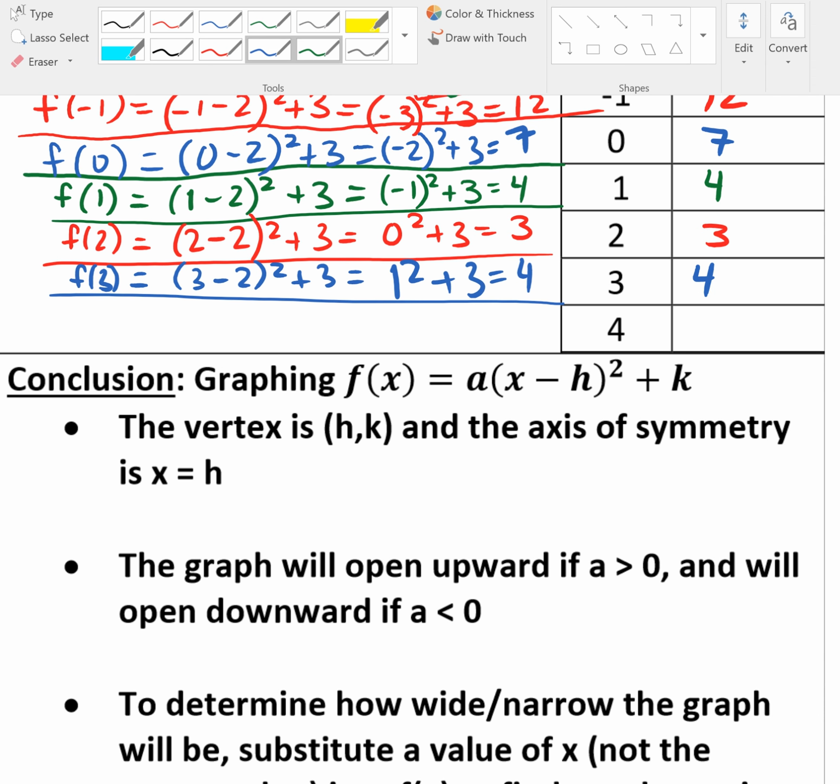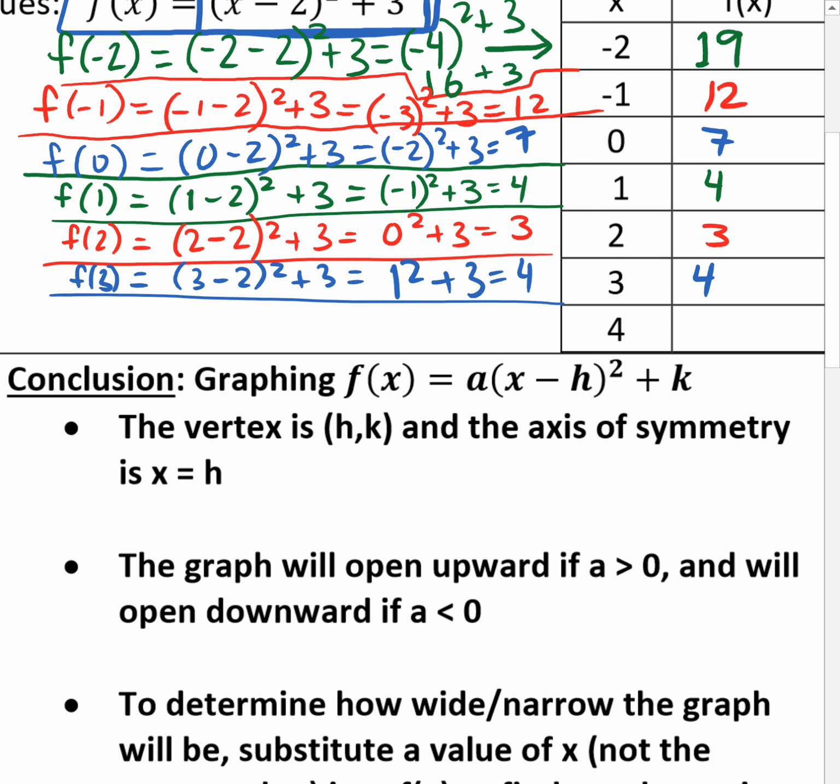All right, got one more. And then I think once we plot all these points, we'll have a good idea of how these graphs look. This last one, I'm plugging a 4 in. It'll be 4 minus 2 squared plus 3. See, 4 minus 2 is 2 squared plus 3. 2 squared is 4 plus 3 is 7.